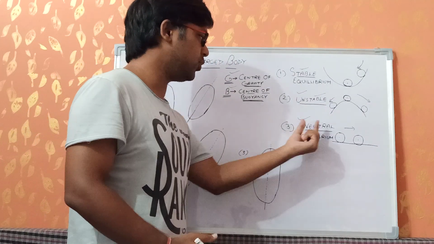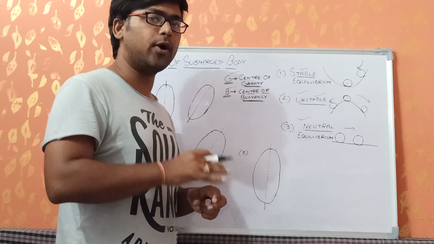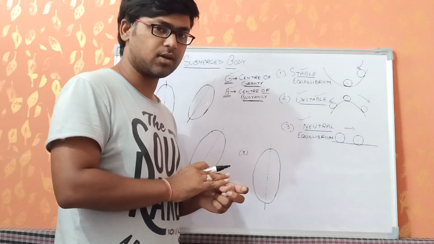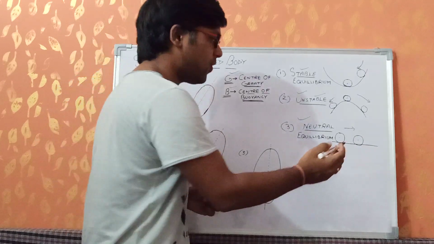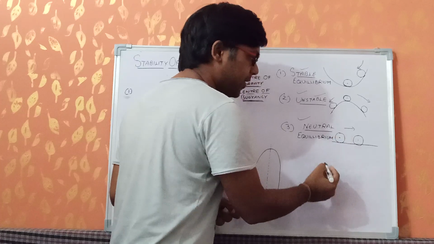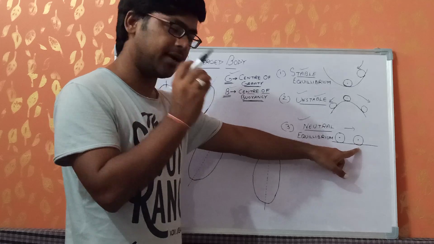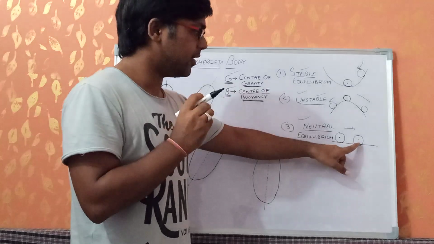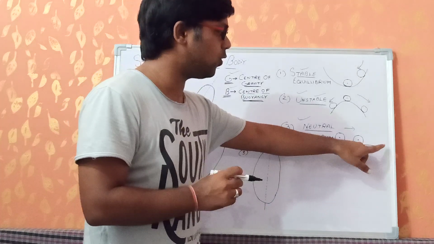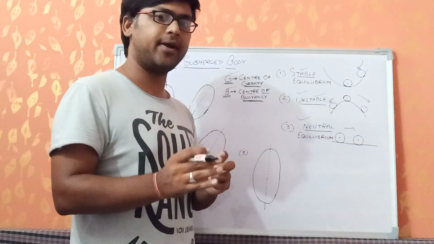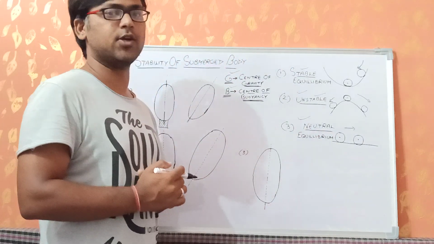And third is called neutral equilibrium. Neutral means it is neutral. It will not come back to its original position, clear? Neither will it move away. It means if I push the ball from this point up to this point, the ball is going to stay at this particular point. It will not come back to its original position, neither will it move away. So it will stay at the point up to which it is displaced. So this is the condition of neutral equilibrium.